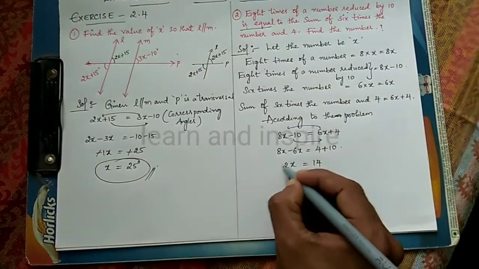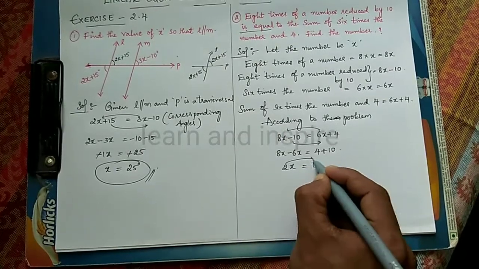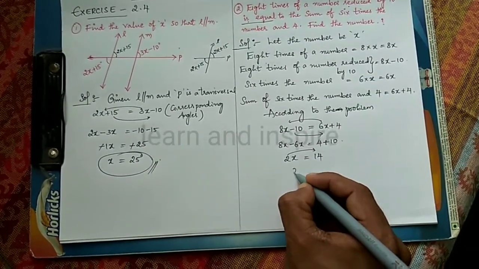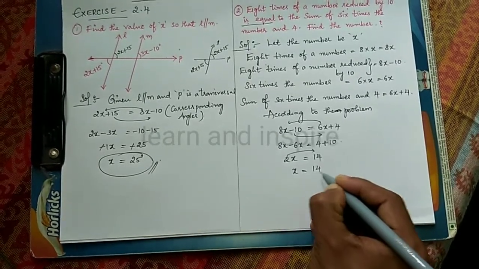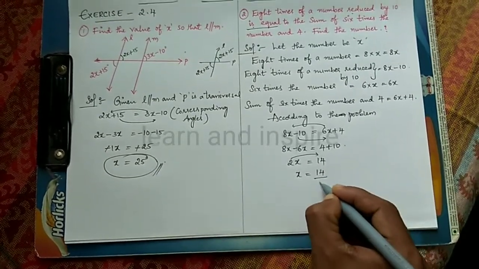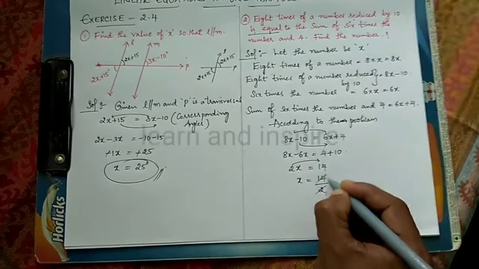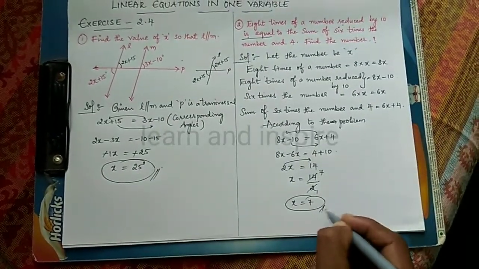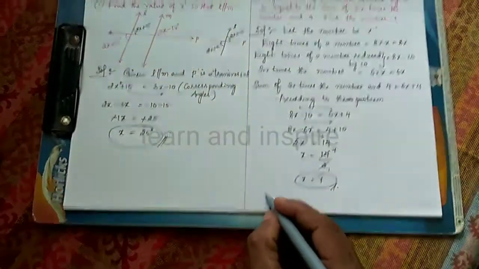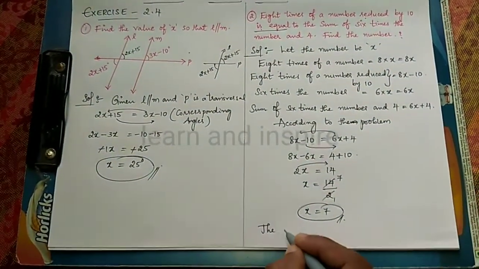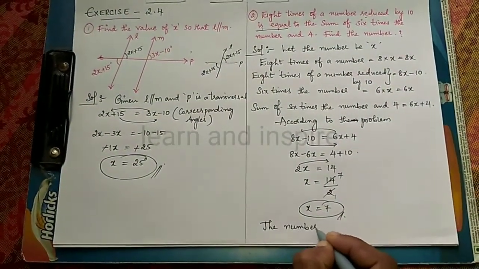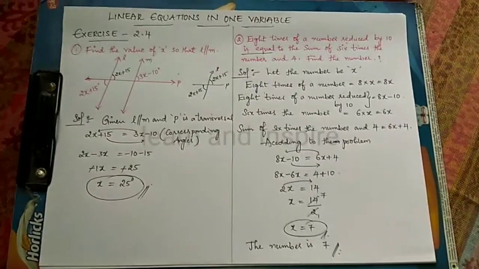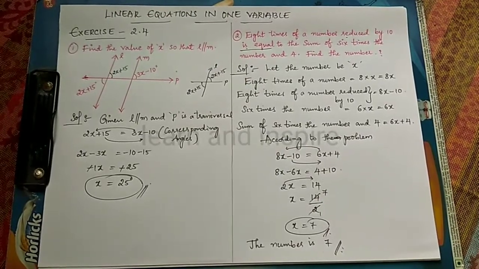Okay, so now we can transpose 2 to the RHS, because 2 is on multiplication. So x is equal to, if I transpose multiplication to the RHS, it becomes division. So 2 ones are 2, 2 sevens are 14, x is equal to 7. Therefore the number is 7. Okay, so hope you understood the second question.